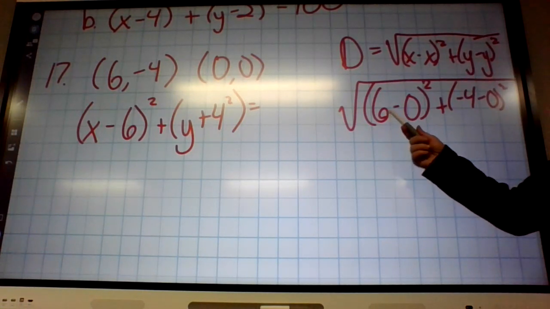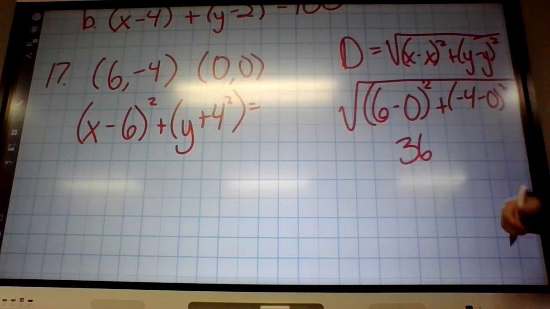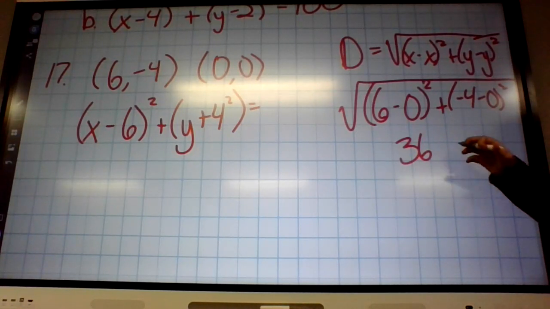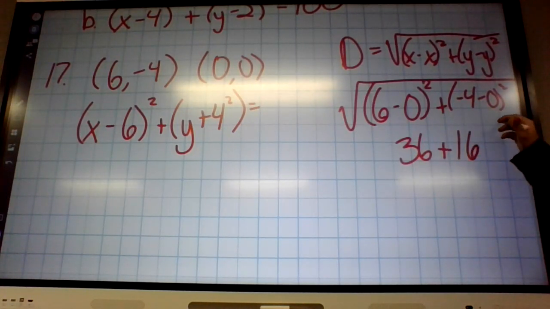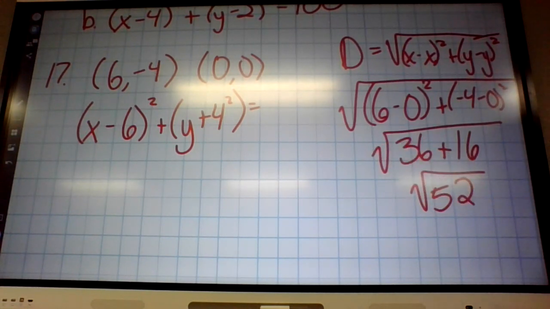Okay, 6 minus 0 is 6, squared is 36. Negative 4 minus 0 is negative 4, squared is 16. 36 plus 16 is 52. Do I need to simplify square root of 52?